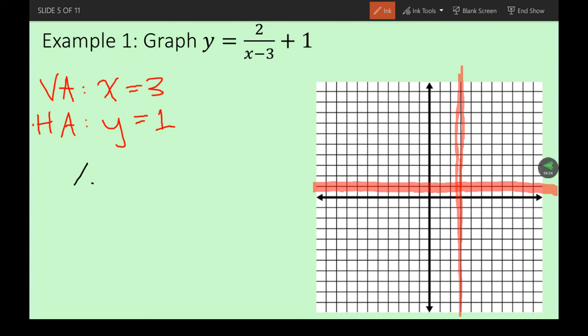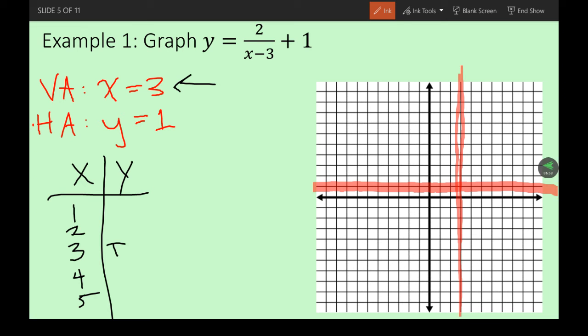All right, so now let's just make a little xy table. We're going to pick a bunch of x values, plug it in, woohoo, then we math. I do want to be a little bit smart about the x values I'm picking. I want to make them close to my vertical asymptote so I can see what's happening there. So I'm always just going to pick my very middle number as the asymptote, 3, and then pick a couple numbers on each side.